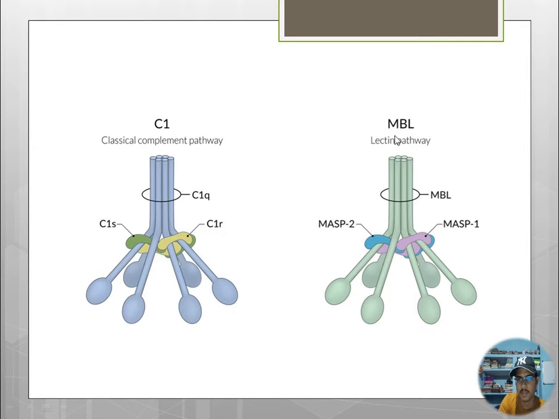Now over here you can see the MBL lectin pathway. The MBL, which is the mannose binding lectin, also has a structure which is almost similar to C1. It has one molecule of MBL, which is similar to the C1q, and MASP2, which is the mannose associated serine protease 2, which is similar to the C1s serine protease, and MASP1, the mannose associated serine protease 1, which is similar to the C1r serine protease. So this was the structure of the C1 protein.